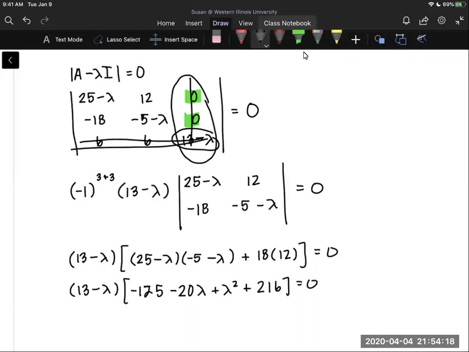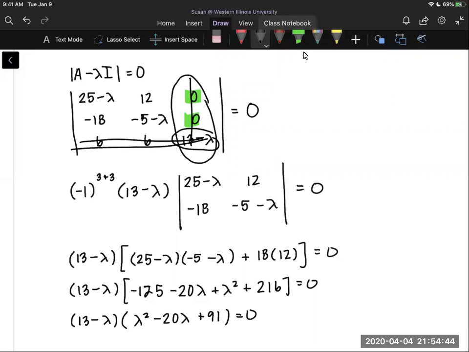All right, now since we already have the 13 minus lambda factored out, we don't want to do anything with that. We're just going to leave it as that factored form. But we would like to further factor everything inside the brackets. So if we combine, I get lambda squared minus 20 lambda. 216 minus 125 gives me a total of 91.